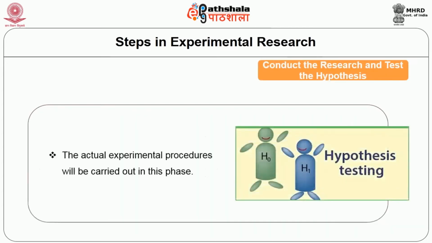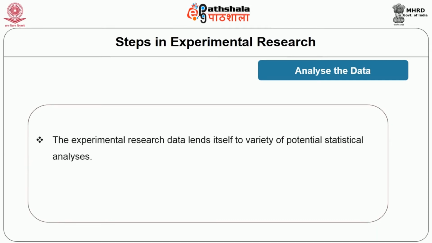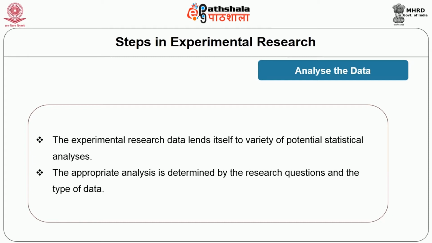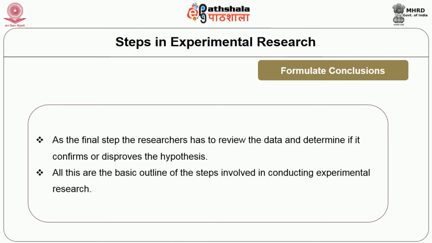Then the next step is to conduct the research and test the hypothesis. Here the actual experimental procedures will be carried out in this phase. And the next step is to analyze the data. Here the experimental research data lends itself to a variety of potential statistical analyses. The appropriate analysis is determined by the research questions and the type of data. And the last step is to formulate the conclusions. As a final step, the researcher has to review the data and determine if it confirms or disproves the hypothesis. So all these are the basic outline of the steps involved in conducting experimental research.